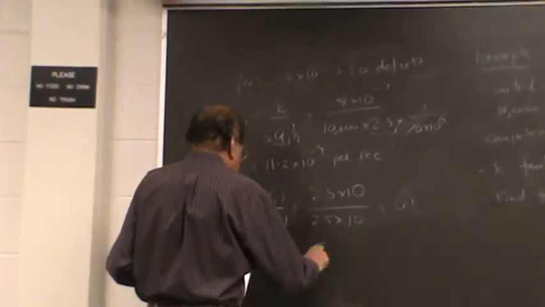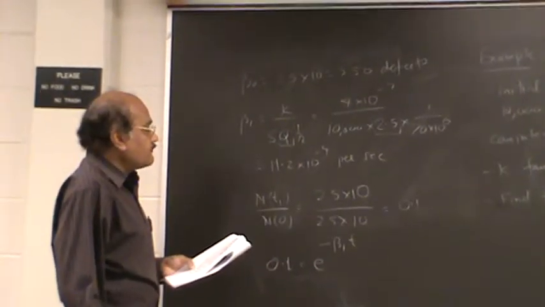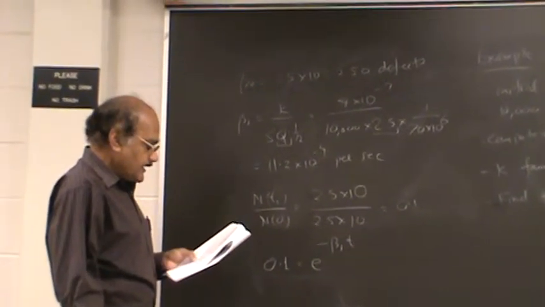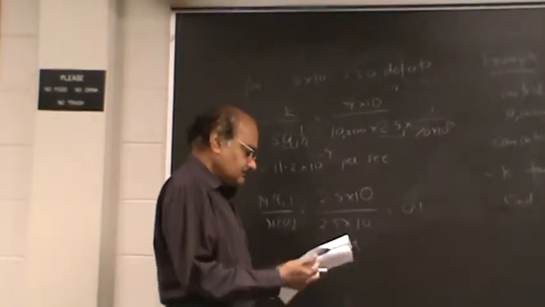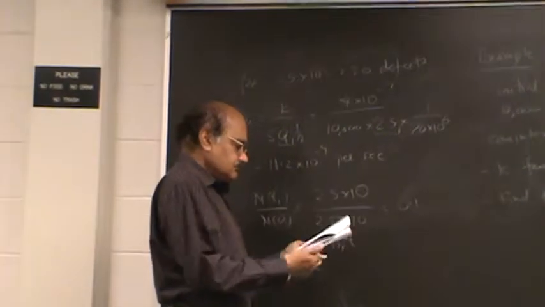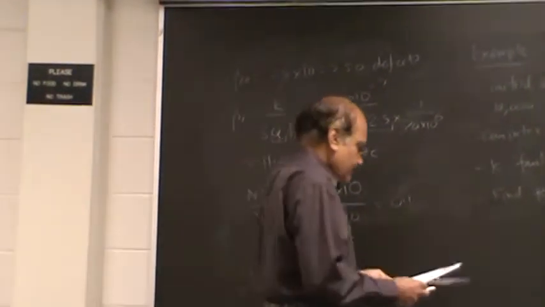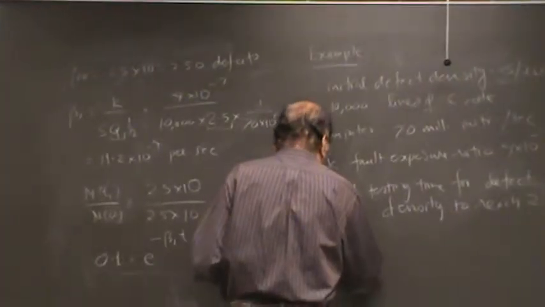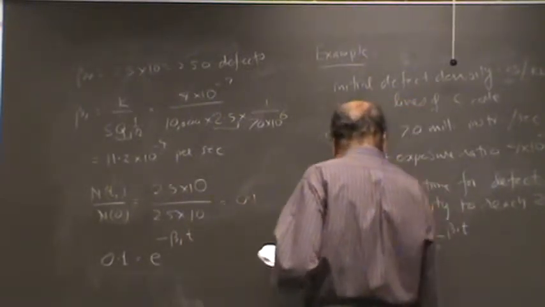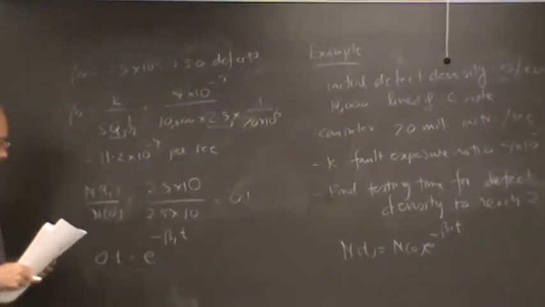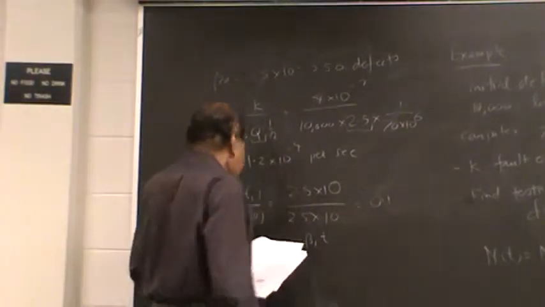So what we want is 0.1 should be equal to e raised to minus beta 1 t. Remember the formula for lambda, or the formula for n is, I had it here. Remember I had this, so you want this to be a 1/10, e raised to minus beta t.